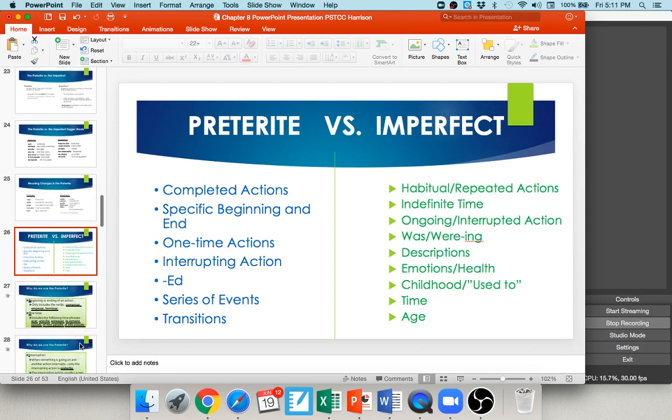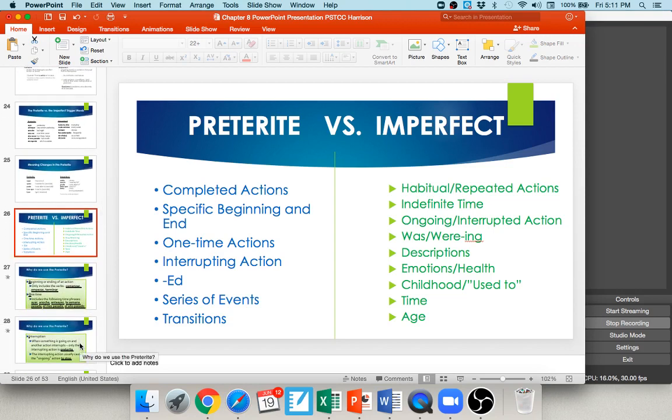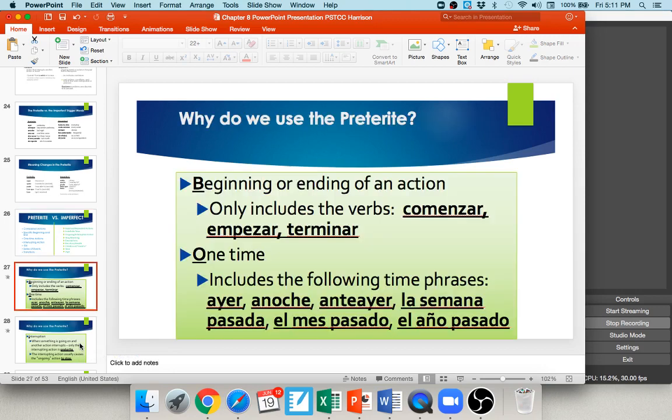Now, I don't know about you, but that seems like a lot to memorize, right? You're probably thinking, oh my gosh, how am I going to remember all this? Well, the good news, I have an acronym for you to help you. You may remember when we were studying ser and estar, I gave you the acronym TOPIC for ser and PLACE for estar. I'm going to give you an acronym for the preterite. This acronym is BOIST, B-O-I-S-T, just like moist, that all people hate that word, right?